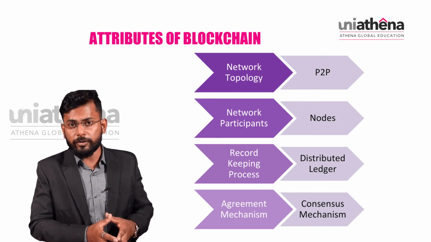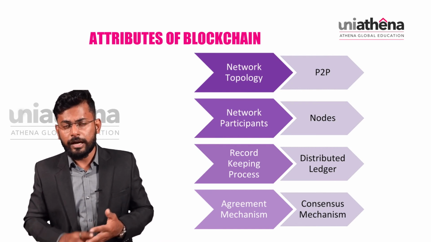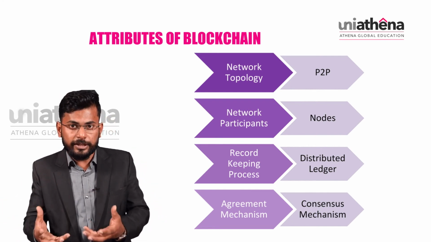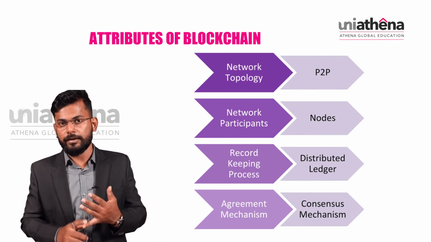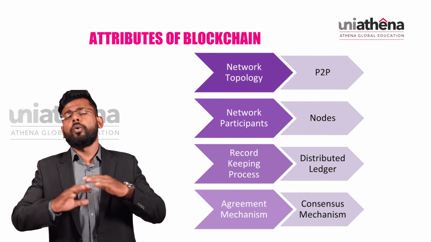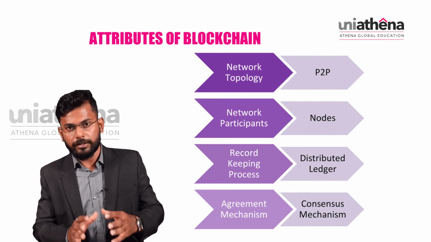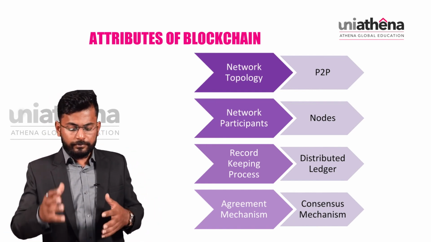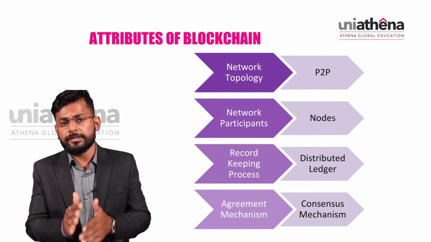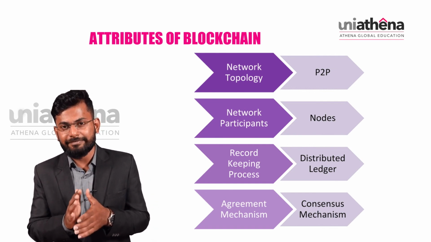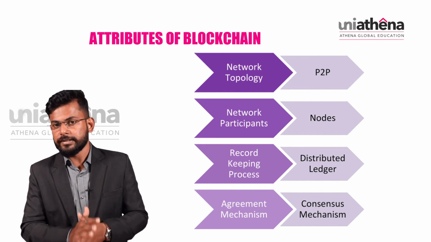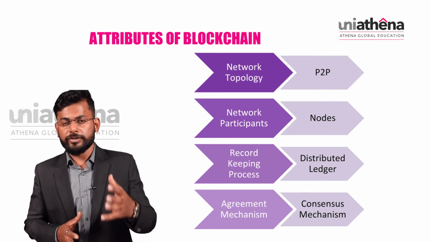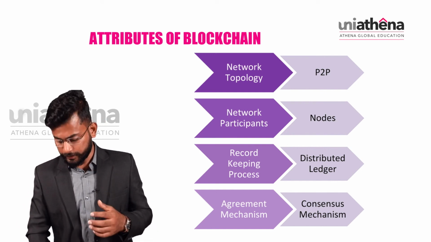We just took the example of Bitcoin for full node, light node, and mining node. But when it comes to other platforms like Ethereum, the types of participants may change, but there are always types of participants in the network. The record keeping process will always happen in a distributed fashion when it comes to blockchain, irrespective of what type of blockchain network it is. For the agreement mechanism, there has to be some kind of consensus mechanism implemented into the technical layer itself, irrespective of the blockchain platform. And in particular to Bitcoin, we saw that the consensus mechanism is proof of work.